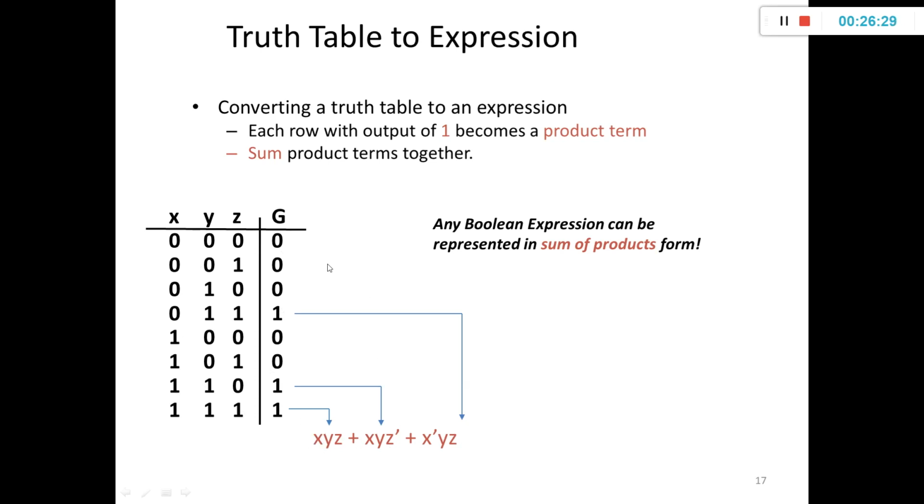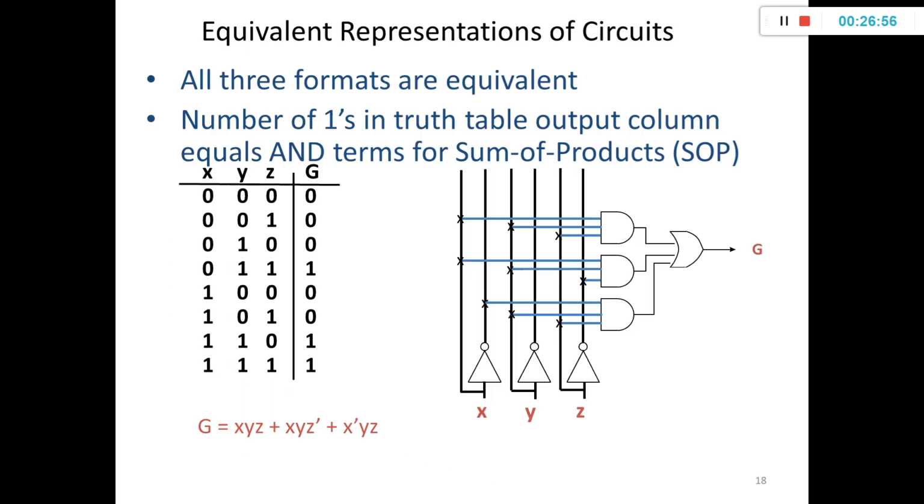Did you understand how we wrote the expression? Wherever there is a 1 in the G column, which is the output column, you consider that row: X bar Y Z, X Y Z bar, X Y Z. Take a sum of these product terms. This will be the final SOP, that is sum of products, Boolean expression.